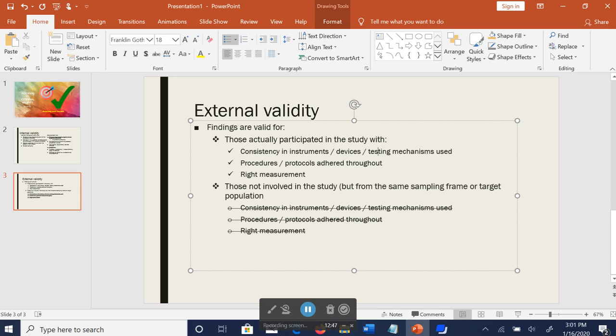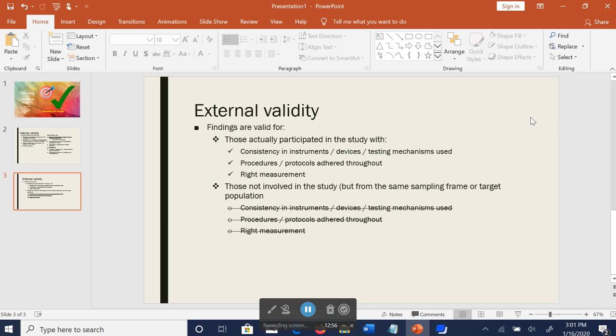External validity is also manifested when the procedures and protocols are adhered to throughout the study or experiment. External validity is also manifested when we have the right measurement using the appropriate constructs or variables. We measure things the right way.